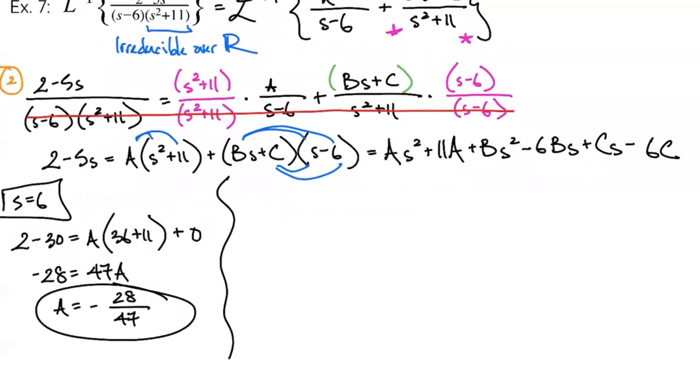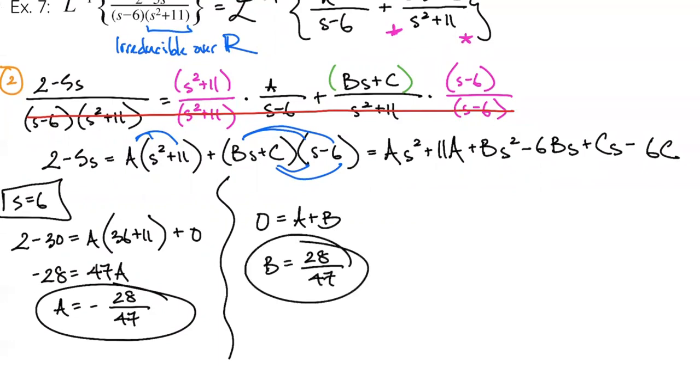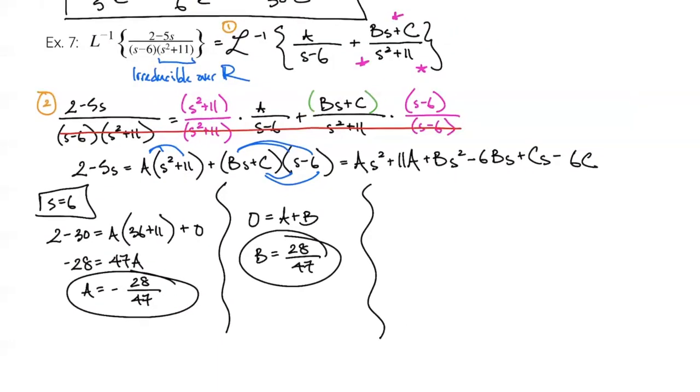And since I already have a, it might be really nice to notice there's no quadratic terms on that left-hand side. So 0 equals a plus b. And since I have a, this makes it really easy to find b. B is just going to be 28 over 47. All right, so I found A, I found B.